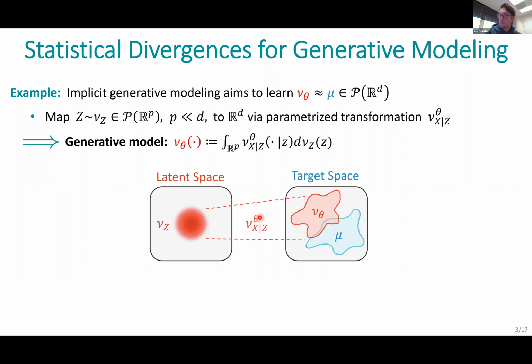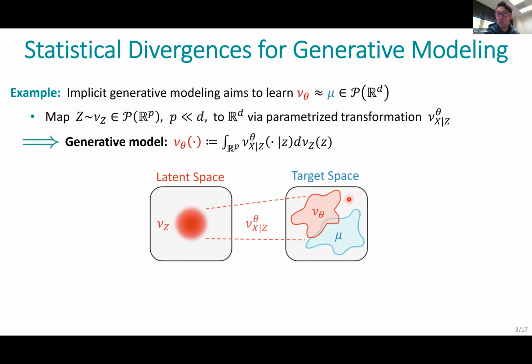Tweaking the parameters of the transformation changes the blob, and your goal now is to match it, or make it as similar as possible, to this blue blob, which stands for the data distribution. And that's kind of the high level idea. But you can imagine that in order to study such a problem, the very first thing you need is a means to quantify this desired proximity between the model and the data distribution.